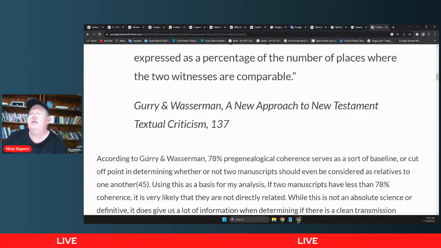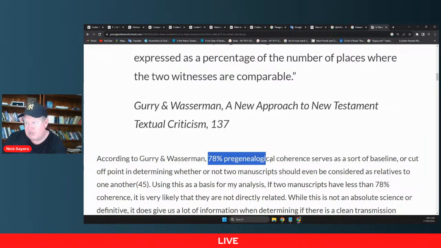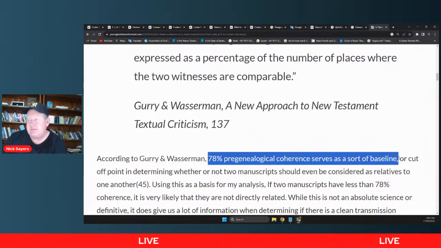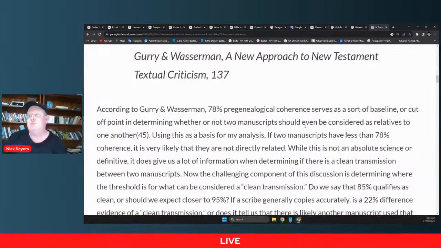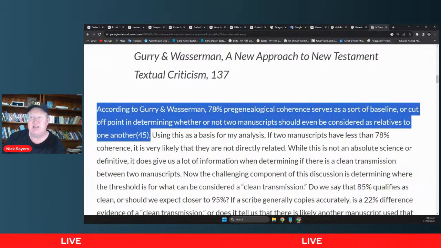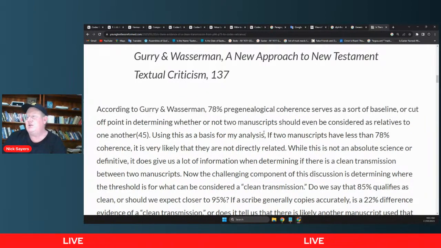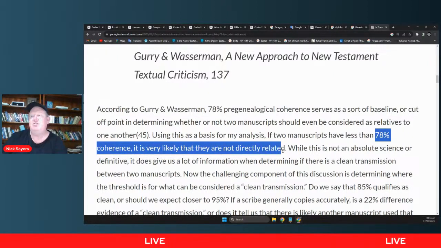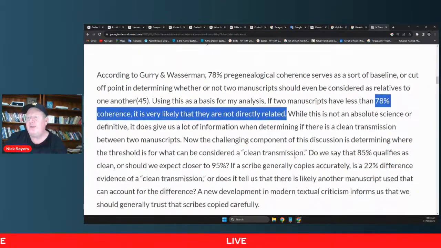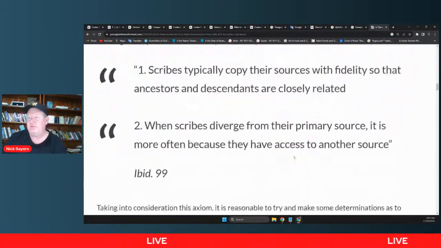So according to Gary and Wasserman, 78% pre-genealogical coherence serves as a sort of baseline or cutoff point in determining whether or not two manuscripts should even be considered as relatives to one another. Okay, so if it's 77, 76, it's like no, they're not even related. So if two manuscripts have less than 78% coherence, it is very likely that they're not directly related.